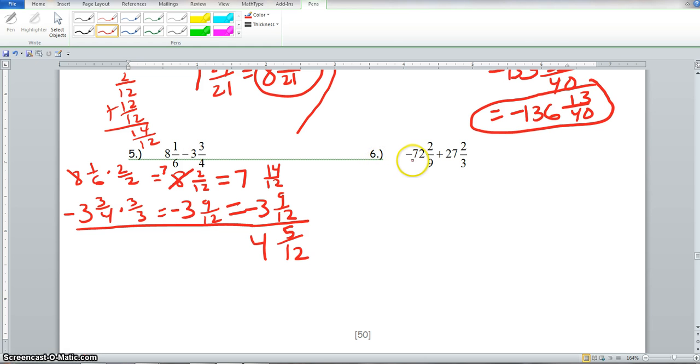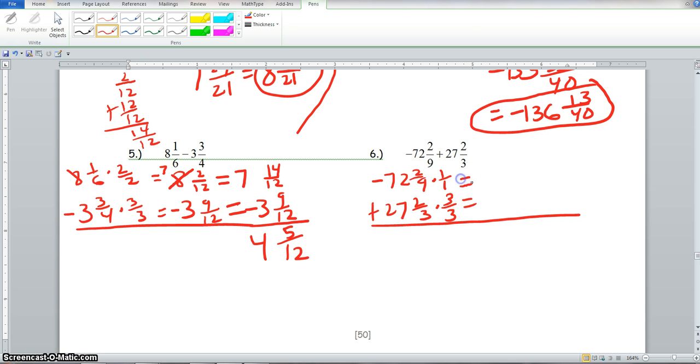Now, let's take a look at number 6. We have a negative 72 and 2 ninths, and we have a positive 27 and 2/3. Now, before we get into this being negative or positive, let's first find the common denominator. Common denominator of 9 and 3 is 9. So, since this already has a 9, we'll multiply this by 1 over 1, and we'll multiply this fraction by 3 over 3. So we'll carry over our negative 72, and we'll have 2 ninths. We'll carry over our positive 27 here, and we will have a positive 6 ninths.